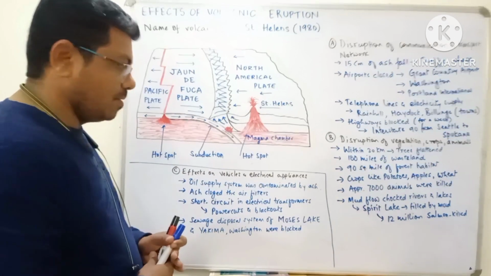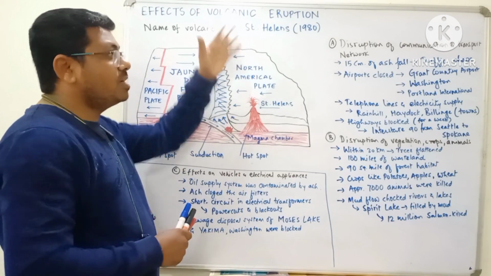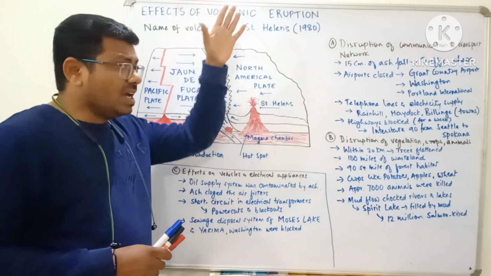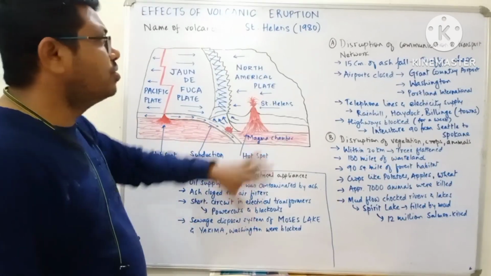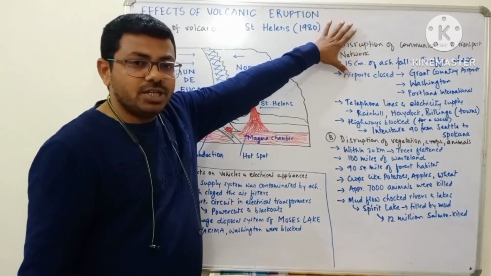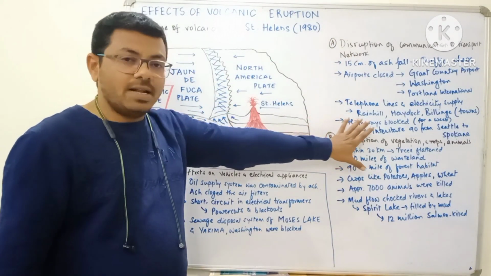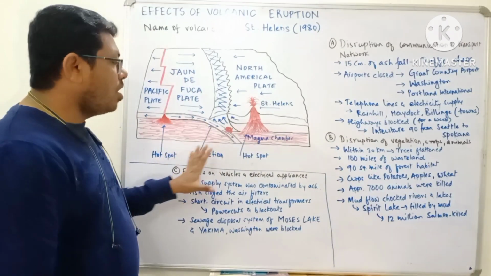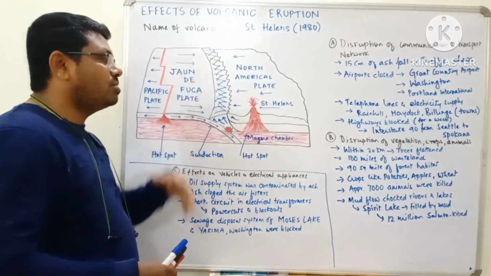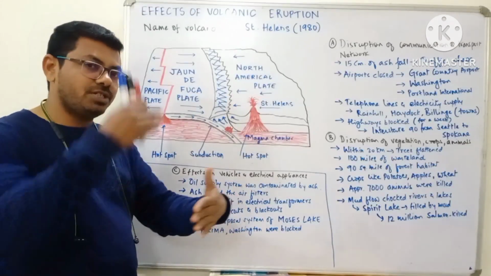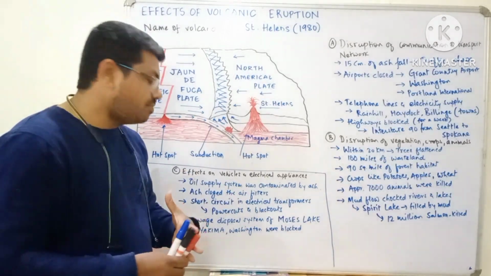After the eruption, what happened? Or during the eruption, what happened? After the eruption of St. Helens, what were the effects? The effects are classified into three categories: the effect on communication and transport network, the effect on vegetation, crops and animals, and the effect on vehicles and electrical appliances. If you do research on Mount St. Helens, you will find this information clubbed as one idea only, but I have divided it into three different ideas.